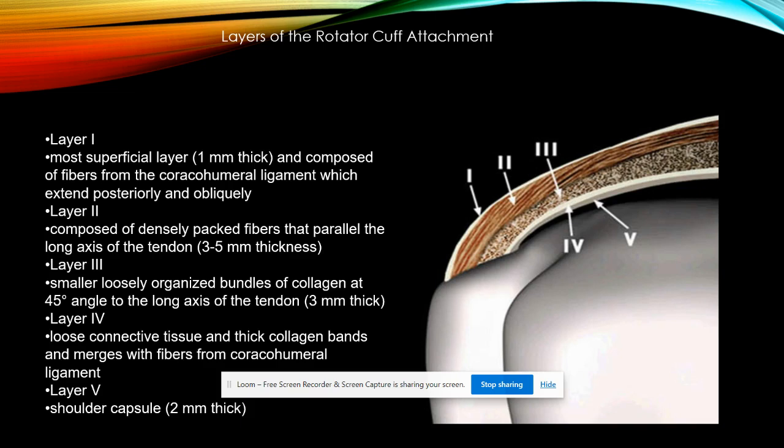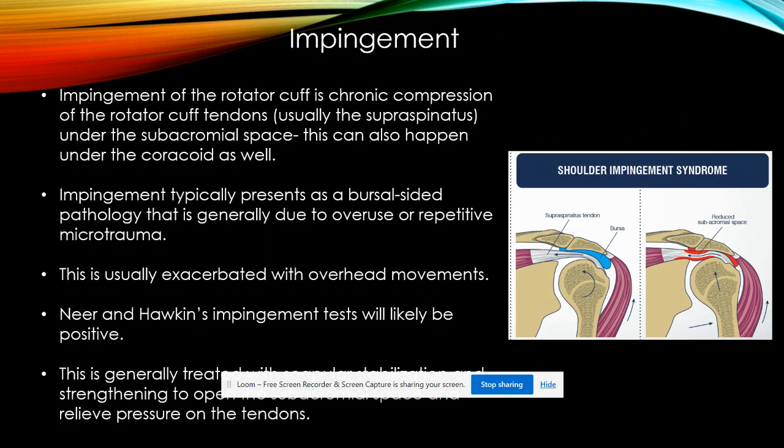And then we have layer 3, basically organized loose collagen, 3 millimeters thick, and then layer 4, loose connective tissue and thick collagen, which merges with fibers to form the coracohumeral ligament. Then we have layer 5, which is 2 millimeters thick. That is the shoulder capsule itself. And as we said, the vast majority of our tears are articular sided.